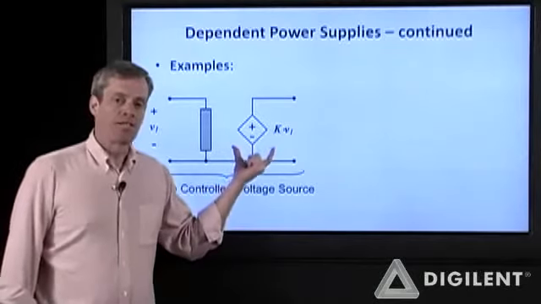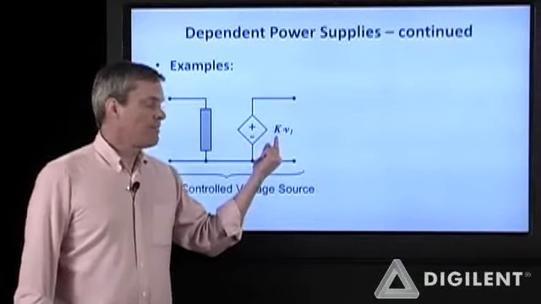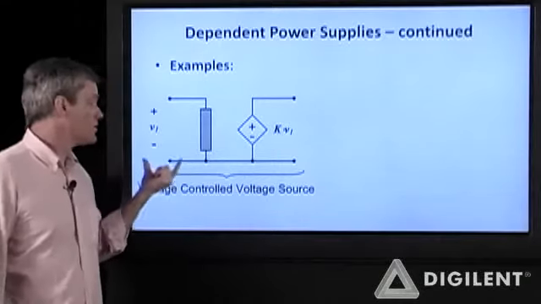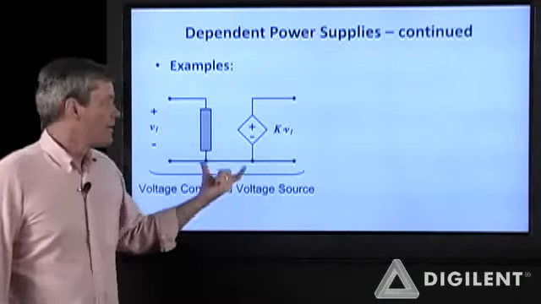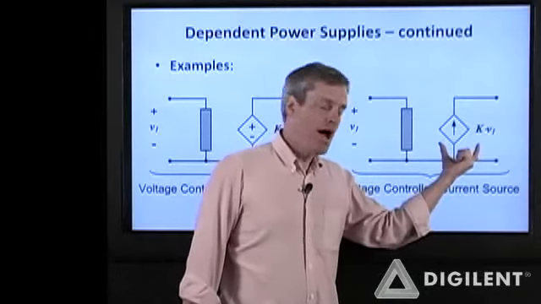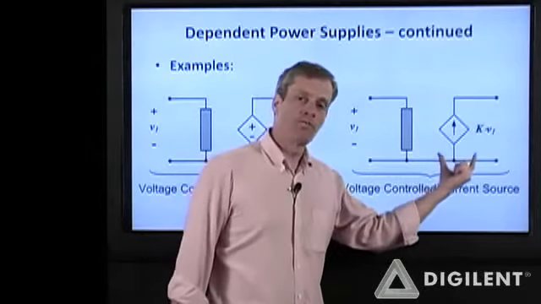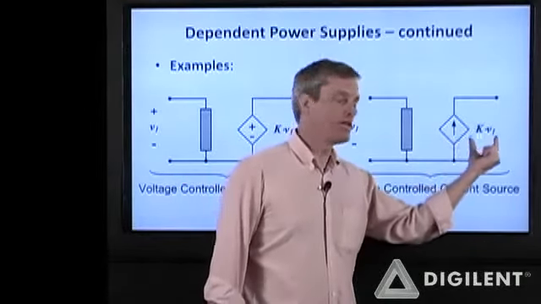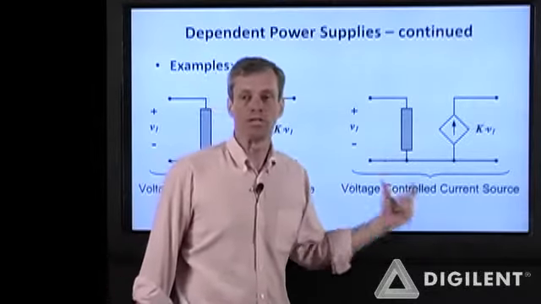This is a voltage-controlled voltage source. My diamond-shaped box indicates that this is a dependent power supply. The voltage that it is putting out is some value K times V1, which is a voltage elsewhere in the circuit. So I'm using a voltage to control this voltage source, hence the terminology. For a current source, I still use a diamond-shaped box. However, the arrow inside that indicates the direction of the current flow from the source. This is a voltage-controlled current source. The value of this current is related to V1, which is a voltage at some other point in the circuit.